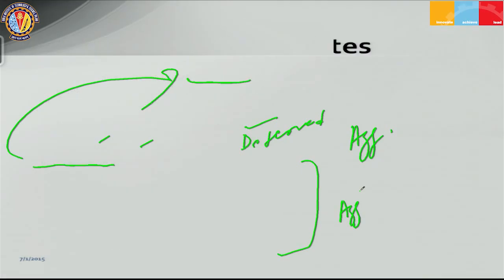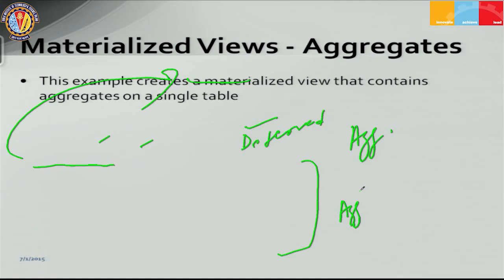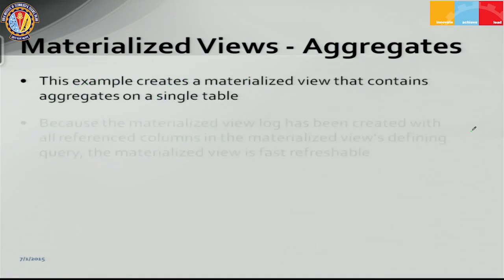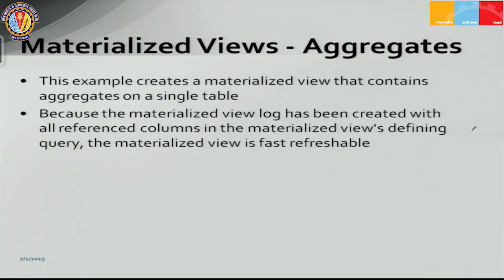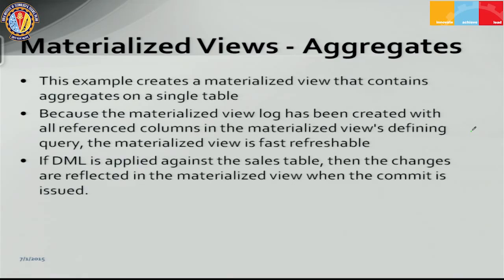So this example creates a materialized view that contains aggregates on a single table, right? And because the materialized view log has been created with all reference columns in the materialized view's defining query, the materialized view is fast refreshable, so that's what I mentioned. And if DML is applied against the sales table, then the changes are reflected when the commit is issued. So as soon as there is any change on the base table from which it has been created, the view will be maintained immediately. So this comes under the immediate view maintenance strategy.